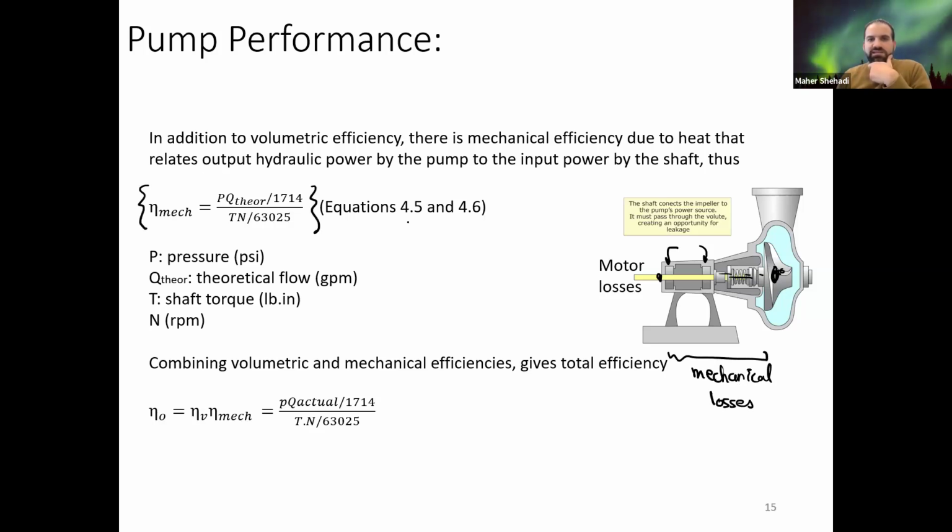An equation for that is equations 4.5 and 4.6. It's the pressure times Q theoretical divided by 1714. Are you familiar with this? Anyone recalls what that is?